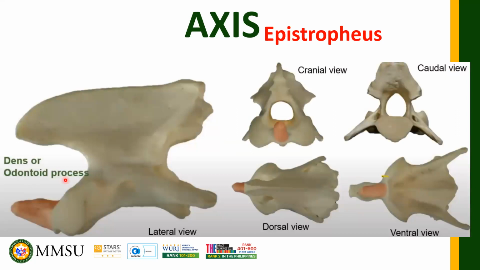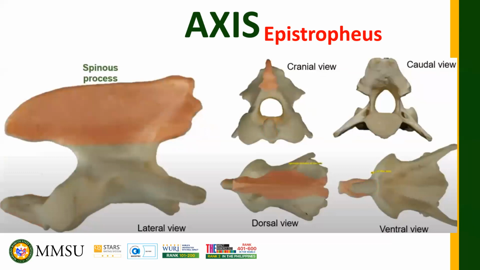So it usually resembles a tooth. No? Parang tooth siya, and it serves as a pivot point for the atlas, allowing for rotational movement. So ano ba yung usual na ginagawa nito? Articulation lang in terms na it allows for rotational movement of the head. So yun yung ginagawa dito for the dens or odontoid process.